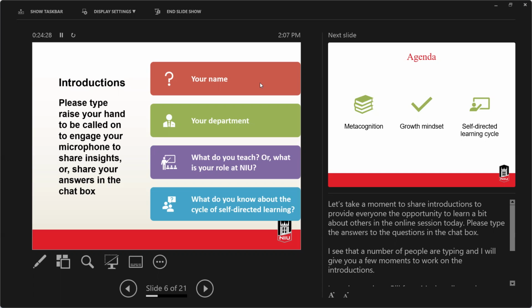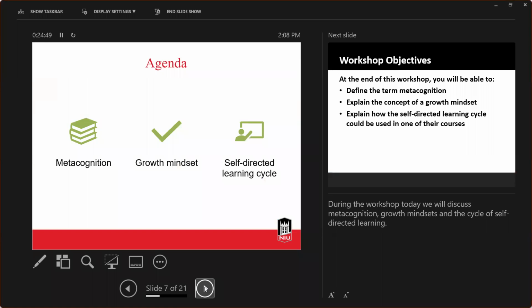Appreciate it. Thanks, everyone, for sharing your backgrounds and knowledge about the self-directed learning cycle. It's great to have a variety of disciplines represented today, because that creates a really strong foundation for constructing knowledge in the group. So that's terrific. Welcome, everyone. And today we're going to be talking about metacognition, the growth mindset, and the self-directed learning cycle.